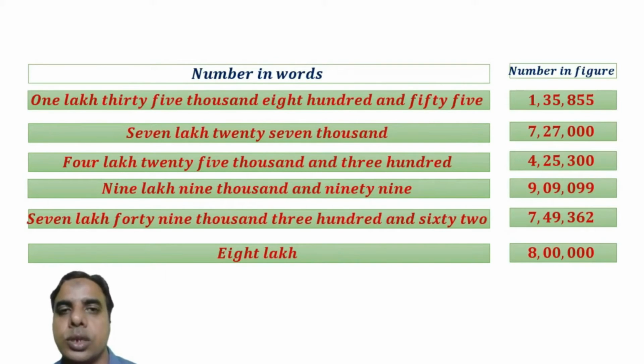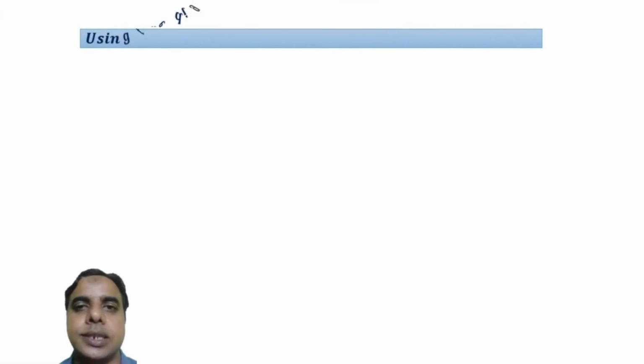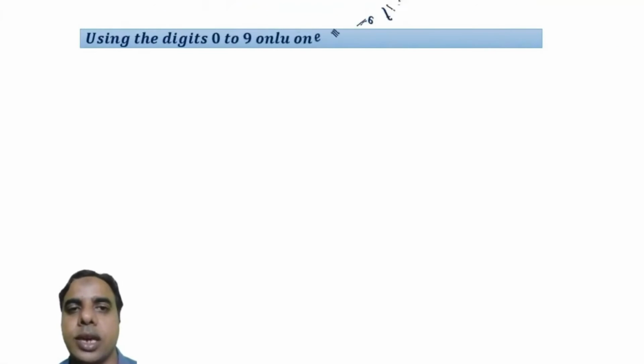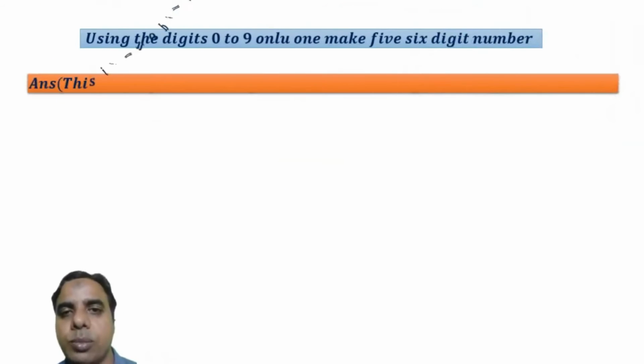There is a third question in this exercise: using the digits 0 to 9 only once, make 5 or 6-digit numbers. You can do this on your own. Here we have done some questions as examples, and you can do the rest on your own.